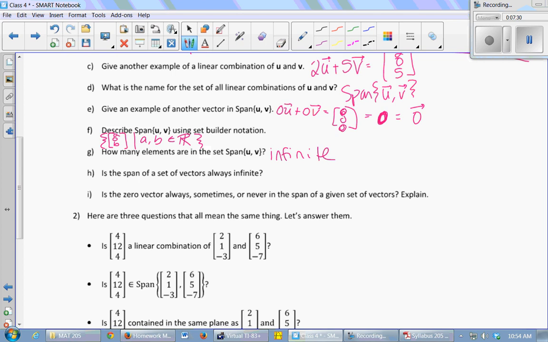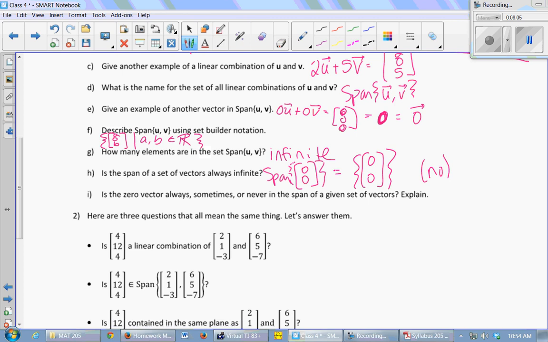Span of the 0 vector. If I want to take the span of just the 0 vector with 2 entries, no matter what I multiply that by, it's always just going to be 0, 0. There's only one element in it. So it's not always infinite. It's always infinite except for this one exception, the 0 vector.